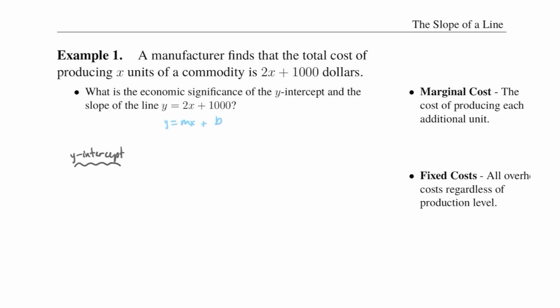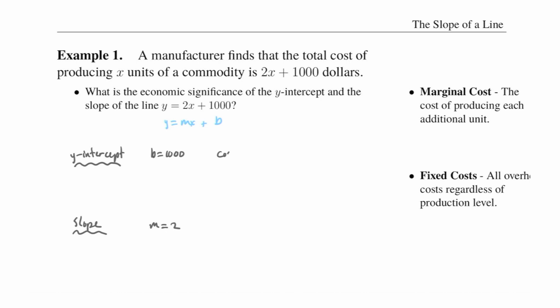Well, if we match these up, we can see that the number in front of the x is the slope. So our slope here is going to be 2, and our y-intercept is the number that's all by itself. So our y-intercept here is going to be 1,000, and then our slope is going to be 2. All right, so what does the 1,000 represent?